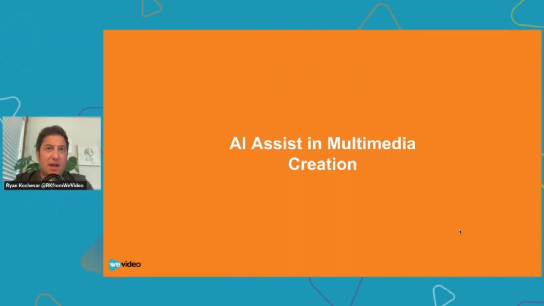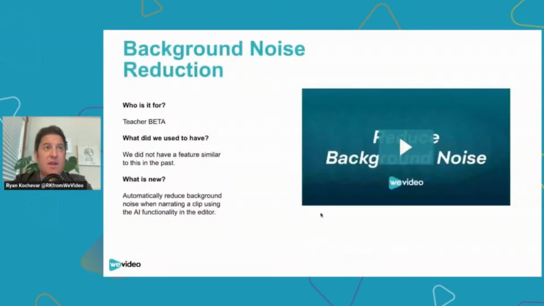So moving on, AI assist in multimedia creation is another thing that we were talking about earlier. What's new slide, kind of giving you the overview of that. But what is it? What's AI assist? AI assist is our suite of AI tools that we're building in product to support your easy and quick access to do different things in the product, including reducing background noise and providing accessible subtitles.